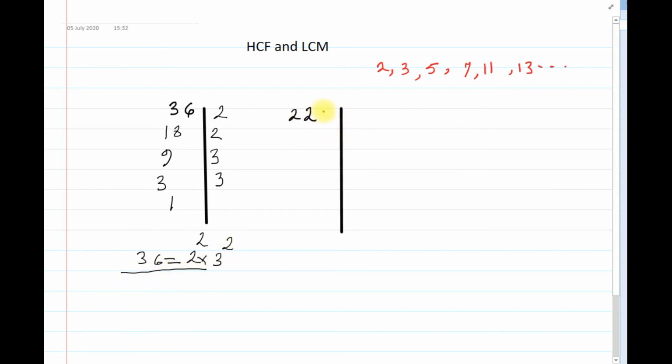Now we look at 22. Is it divisible by 2? Yes. We write 2, and we get 11. Now, is 11 divisible by 2? It is not divisible by 3, not divisible by 5 or 7. It's only divisible by 11, because 11 is prime already. So 22 will be equal to 2 times 11.